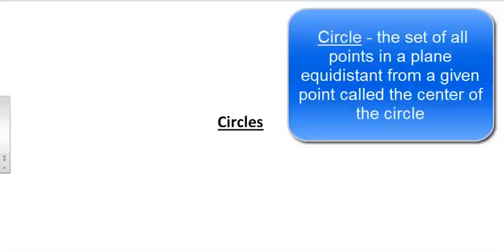So if I have a point, I'll call it point A, and I wanted to know every other point in this plane that was 3 inches away from A. Let's say that this distance right here was 3 inches. So point B here would be 3 inches away. Line segment AB would then be 3 inches long.